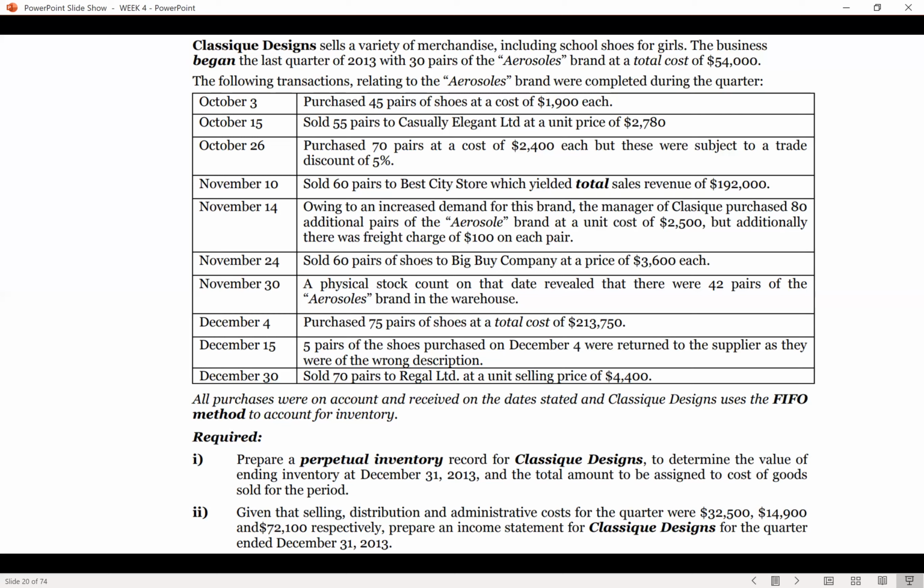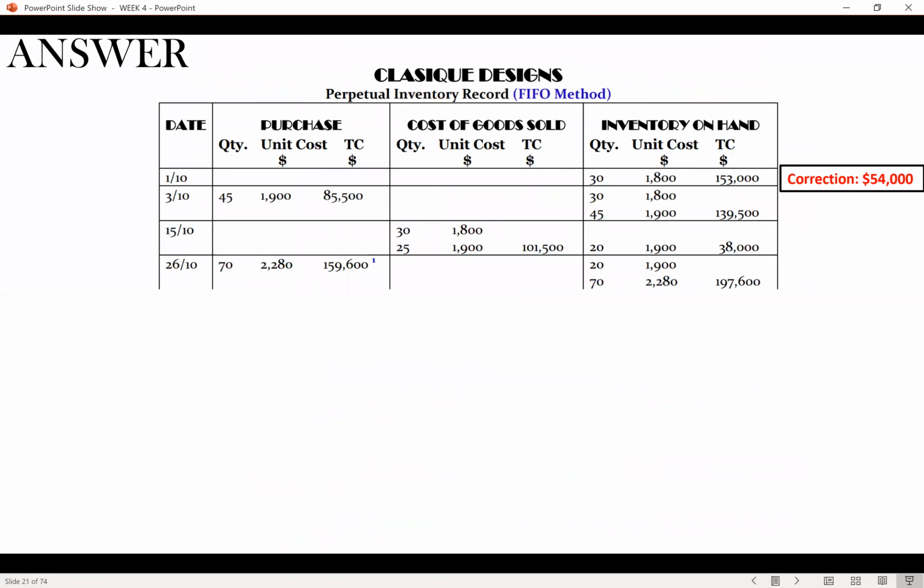So what we need to pay close attention to is how many pairs of shoes did we sell, right? And that's 60. So we go back and we look, okay, what was our inventory on hand? What's the first? And that's where we're pulling from. So we have to take the first set of goods that we have there.